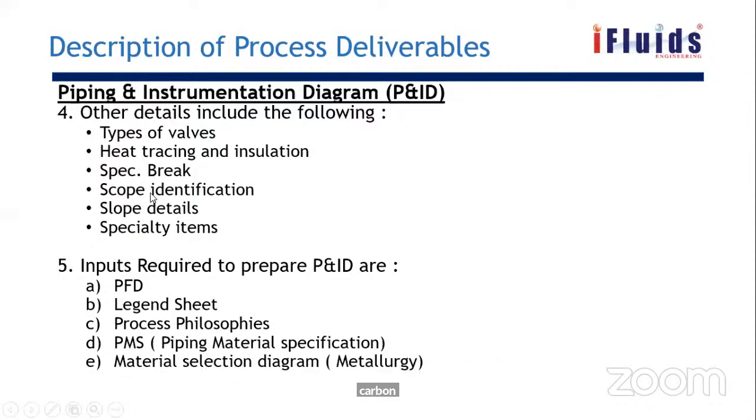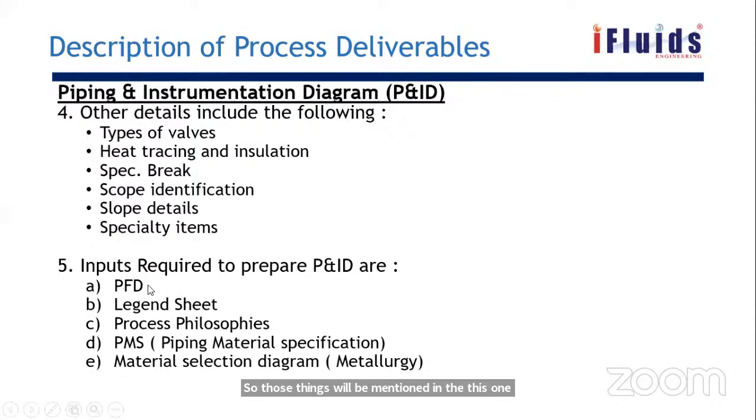And scope identification. Scope means if we are giving the detail to the package vendor, then we'll tell that information in the P&ID itself. This is up to my scope, and from here this is your vendor, the package vendor scope, like that. And slope details. Slope details means for drain lines, the drain line should go towards the drain without any pockets. Pocket means no holdup should be there. So those details will be mentioned for the drain lines. And if any specialty item is there, like any vendor specific item, for which we don't do any calculation, those things will be mentioned in the P&IDs.